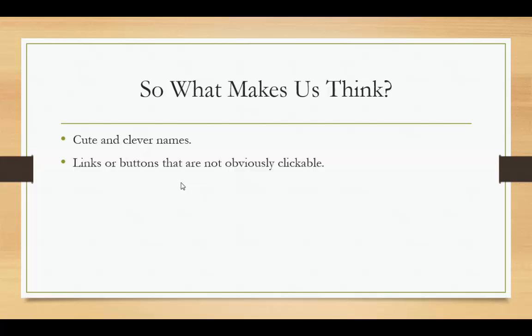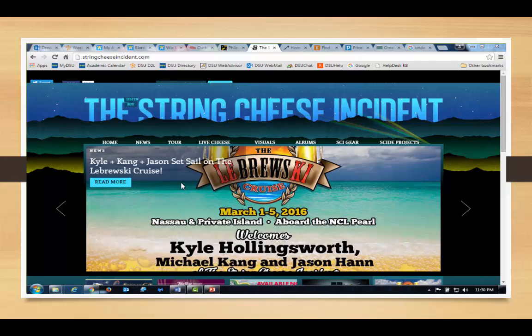The other thing that makes us think is links or buttons that are not obviously clickable. With this one, I'll go back. A good example is the String Cheese Incident, where they've got rotating images, and on each one of these it's got the read more button. You know instantly to go over there and click on it.